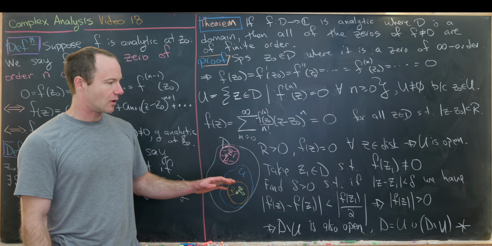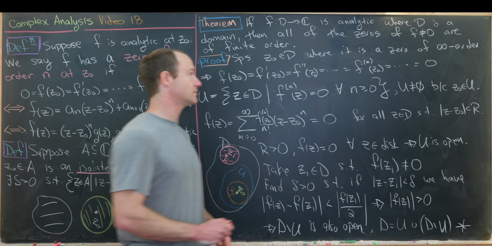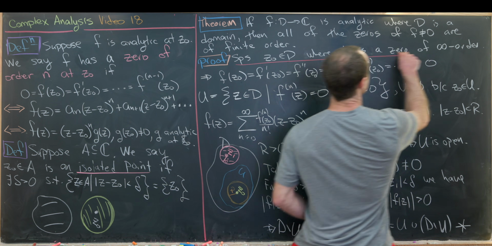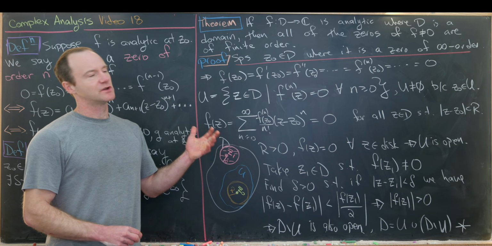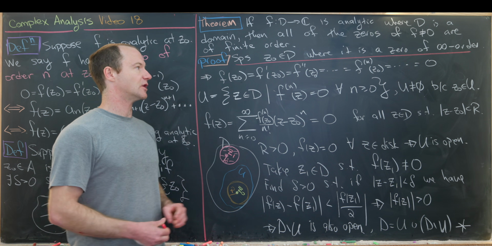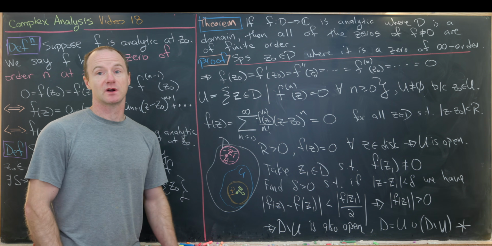Now, thinking about what our contradiction is, well, let's go back up to the point where we made an assumption, and that would be right here where we assumed that we have a 0 of infinite order, so that must not be true, and thus we only have zeros of finite order. Okay, so now let's move on to our next result.